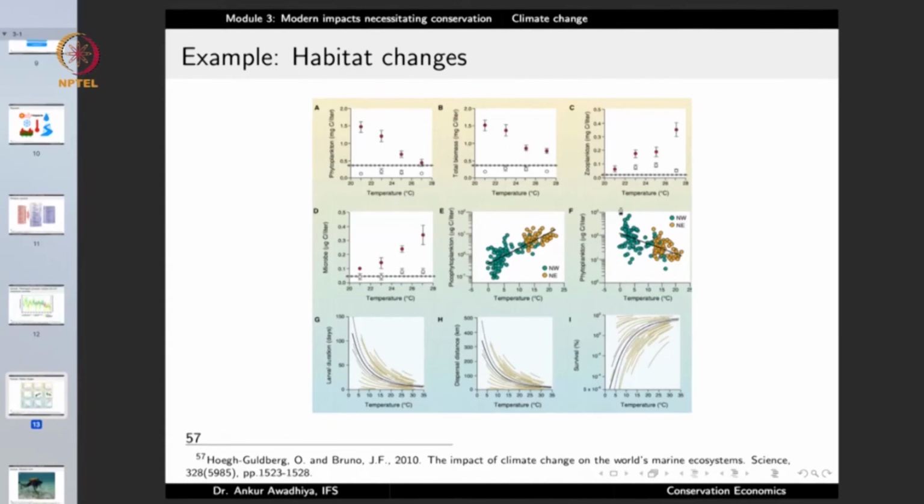Certain species of zooplankton increase in number or concentration when the temperatures go up. Certain microorganisms increase in number. Now, some of these microorganisms may even be pathogenic. So we will start observing more and more diseases.